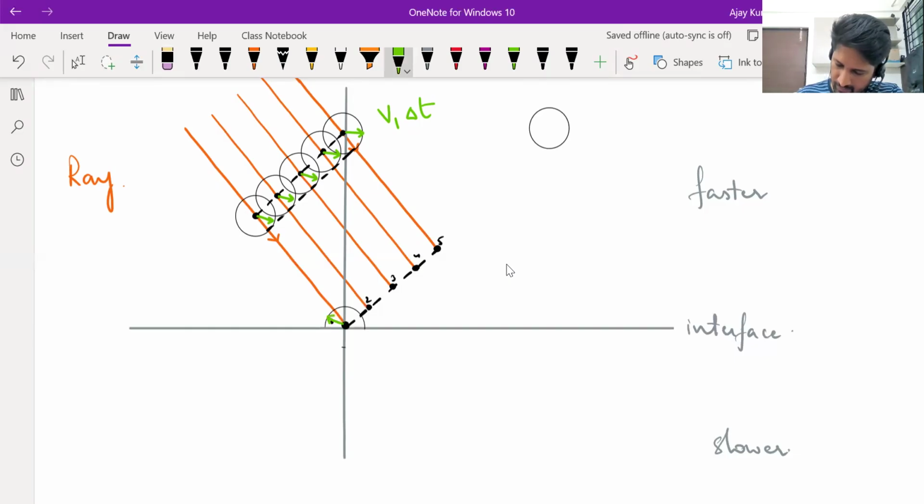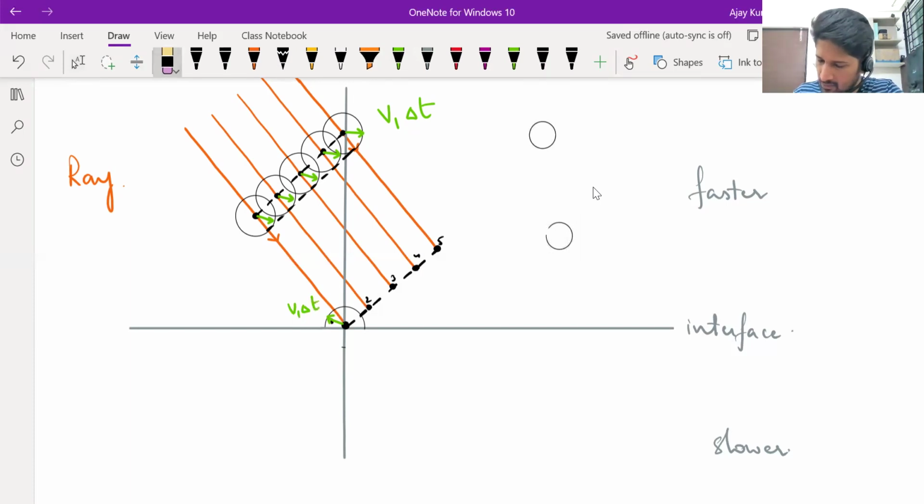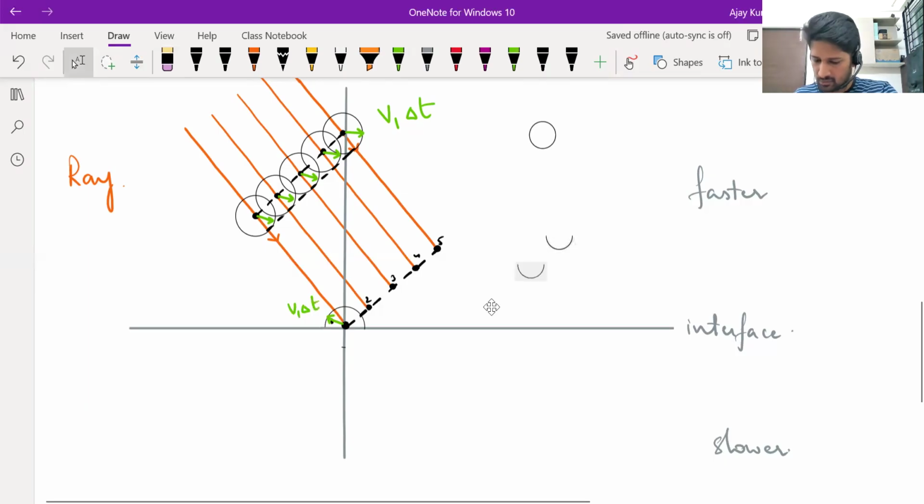But in the second medium, the disturbance travels slowly. As a result, what will happen? Let's say the speed in the second medium is v2. Then the disturbance will only propagate a short distance in the second medium in the same amount of time. So in the lower medium, this is what you will observe. You can take it much smaller also just to visualize better.